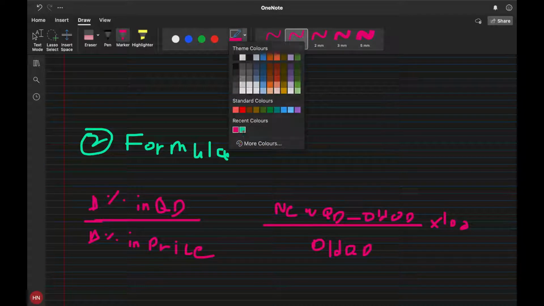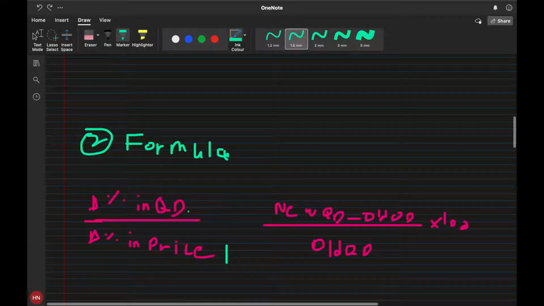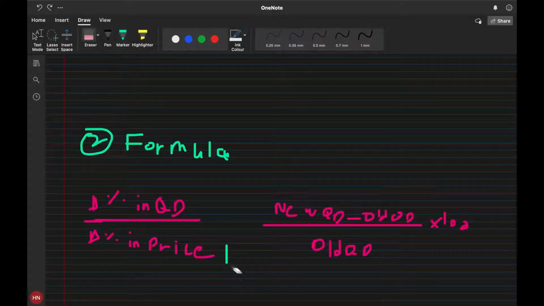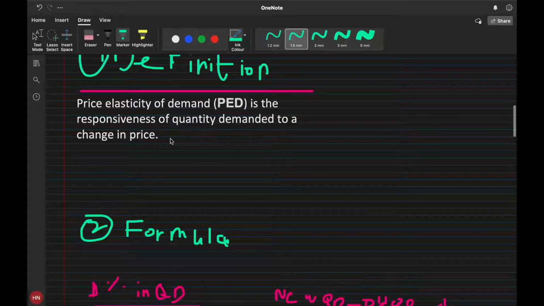So let's say if there is a 1% change in price and there is a 5% change in QD, that basically means the value of PED is 5, right? Because this is the formula for PED, and this is exactly what we can use to explain this definition, which is how much quantity demanded changes to a change in price.